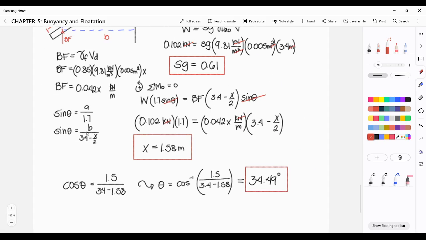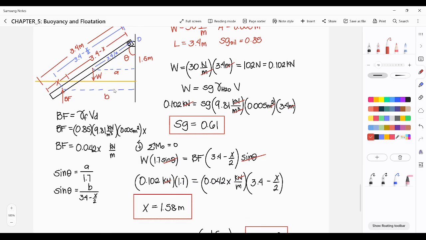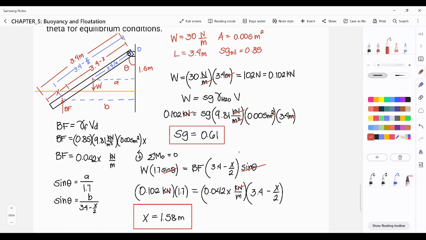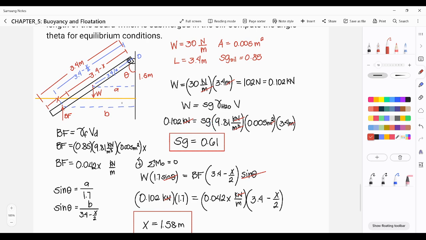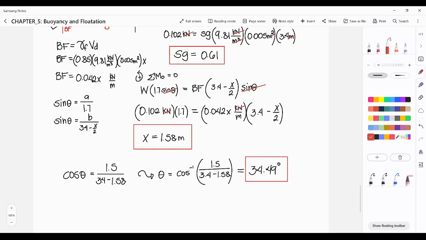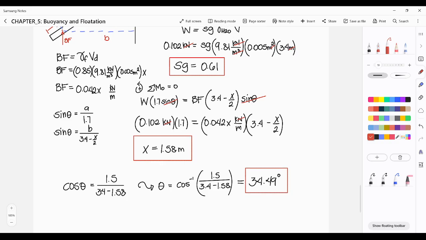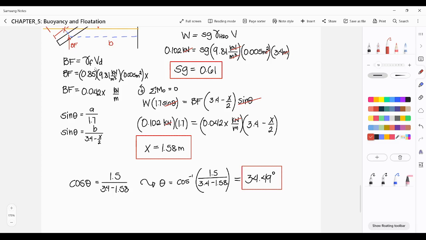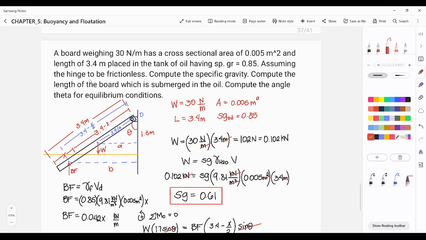Alright, so that is all for this problem. Nahanap natin yung specific gravity ng ating board. Then, using trigonometry and buoyancy, we found the length submerged sa oil. And then, we've also found the angle theta for equilibrium. So, that is all for this problem.